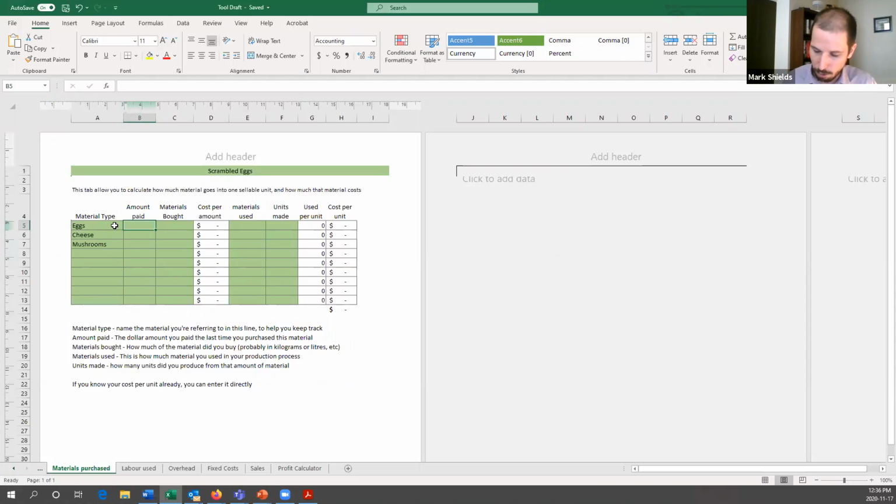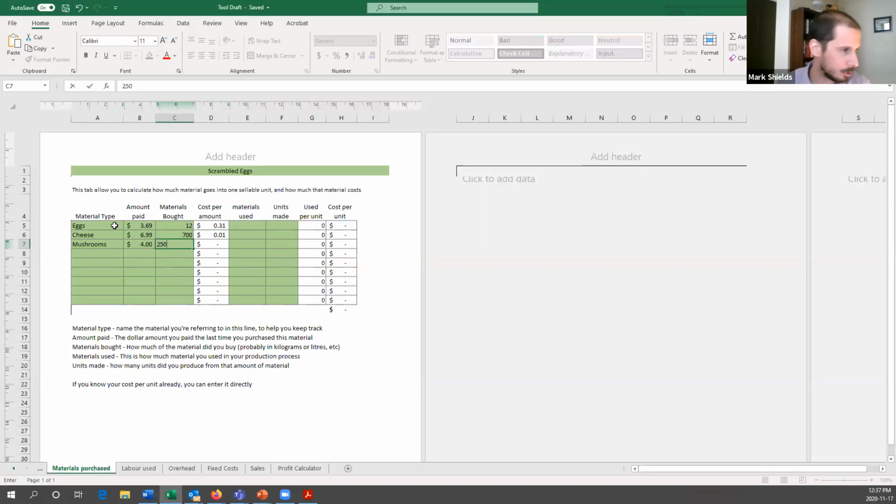But if I'm going to the grocery store, perhaps I can get these eggs for $3.69, and for that I get 12 of them. So I get 12 eggs. That means each egg costs me 31 cents. Maybe I pay $6.99 for a block of cheese, and that block of cheese has 700 grams in it. So I pay 1 cent per gram for cheese. Mushrooms, similarly, $4. Maybe I get 250 grams. There's my price per gram.